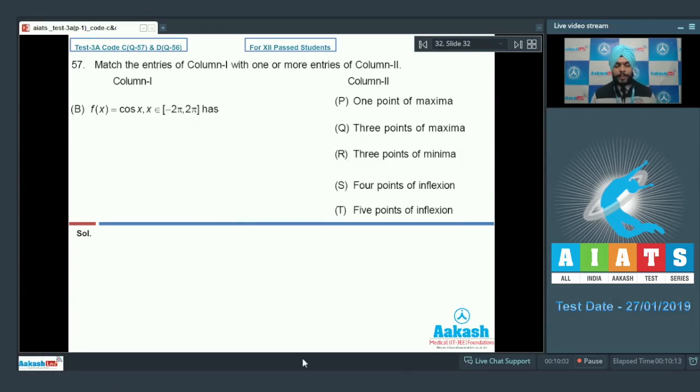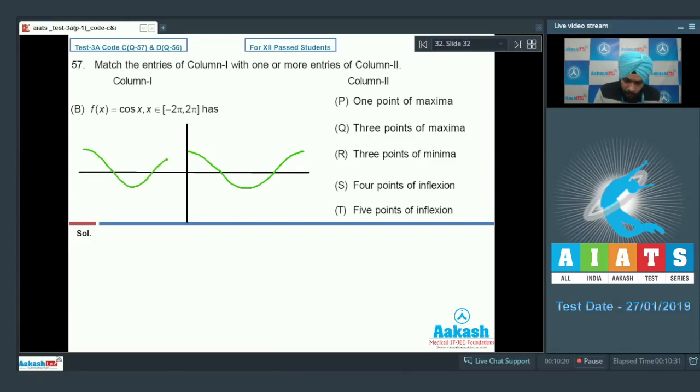f x is equal to cos x from minus 2 pi to 2 pi. Very simple graph. 0 to 2 pi and similarly minus 2 pi to 2 pi. So closed intervals. How many points of minima? 2 points of minima. How many points of maxima? 3 points of maxima. Wrong, correct, wrong.